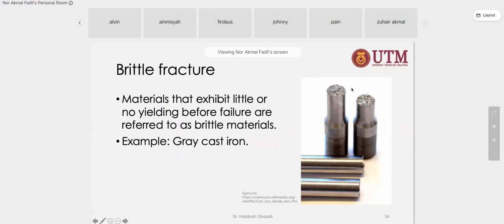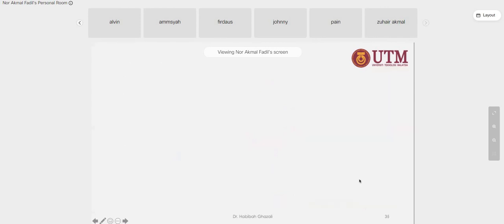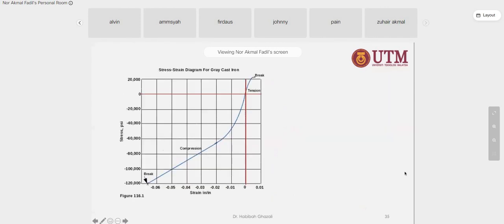Now, how does the fracture look for brittle materials? It's a flat cut. You don't see an obvious reduction or necking at the point near the fractured material. Look at this, it's similar to the region far from the fracture. It doesn't show an obvious change in the diameter. There's no necking. Materials like this, we call brittle materials.